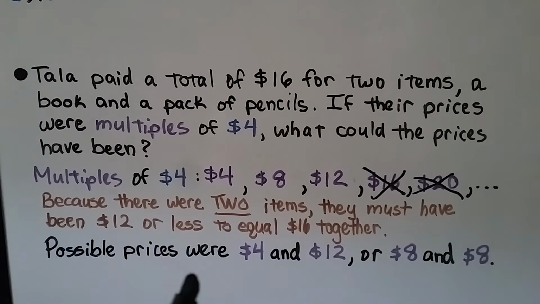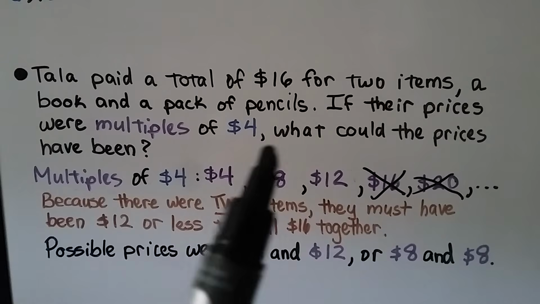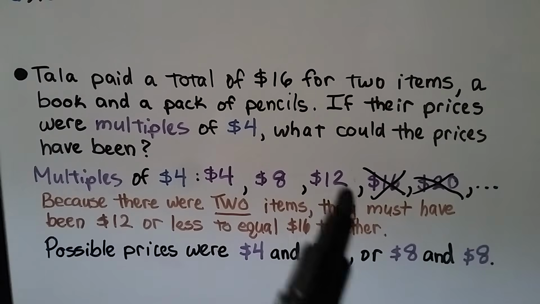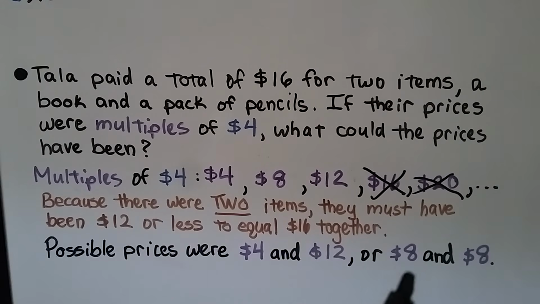So our possible prices are $4 plus $12, or it could have been $8 and $8. She could have paid $4 for the pencils and $12 for the book, or $8 for the pencils and $8 for the book.